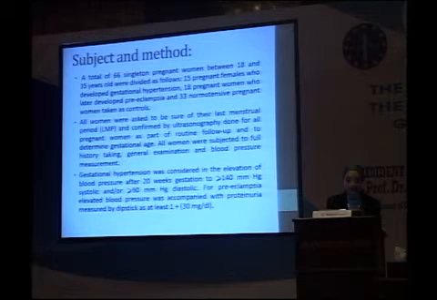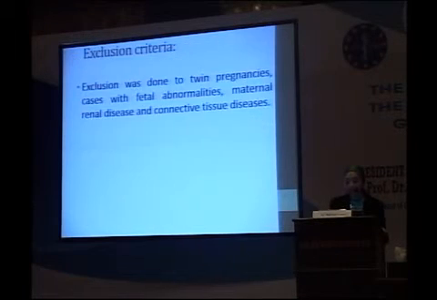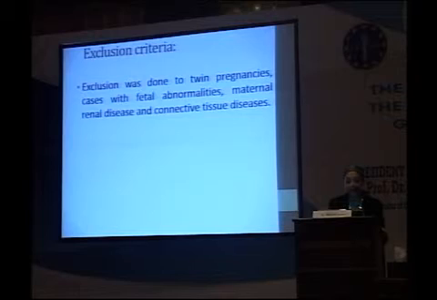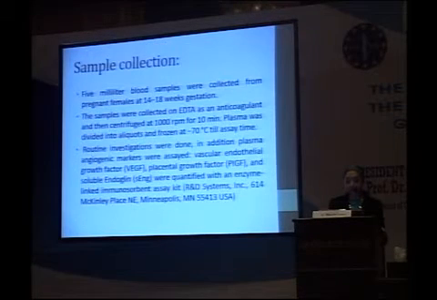Gestational hypertension was considered in the elevation of blood pressure after 20 weeks gestation to 140 millimeters of mercury or more systolic and/or 90 millimeters of mercury or more diastolic pressure. For preeclampsia, elevated blood pressure was accompanied with proteinuria measured by dipstick at least one positive, 30 milligrams per deciliter. Exclusion was done for twin pregnancies, cases with fetal abnormalities, maternal renal disease, and connective tissue disease.